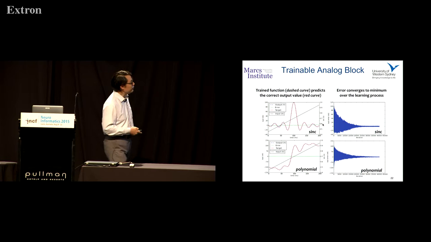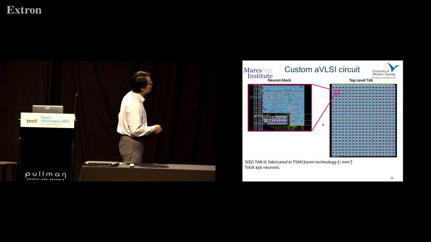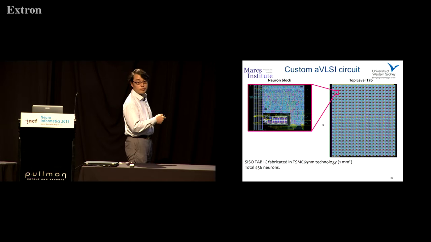Yeah, this is the analog implementation. I'll address this. Next page is more clear. So this is TSMC 65 nanometer technology. It has more than 400 silicon neurons. And this is the silicon neuron. These are the transistors used to store the decoding weight. And this is the online learning algorithm implementation.